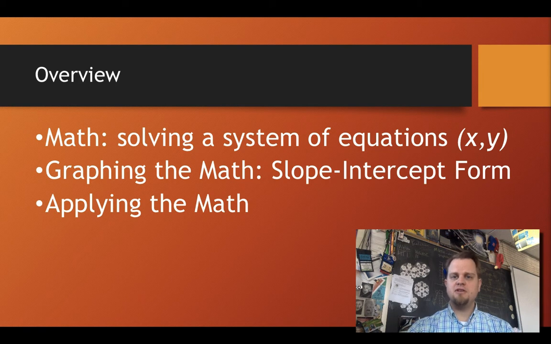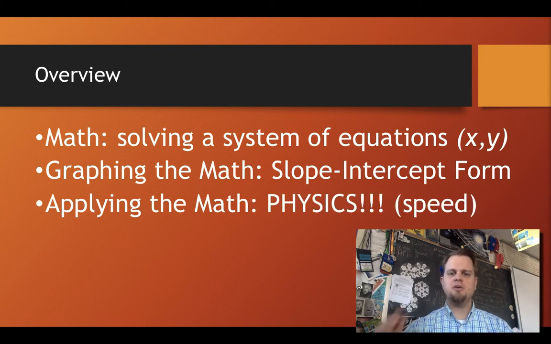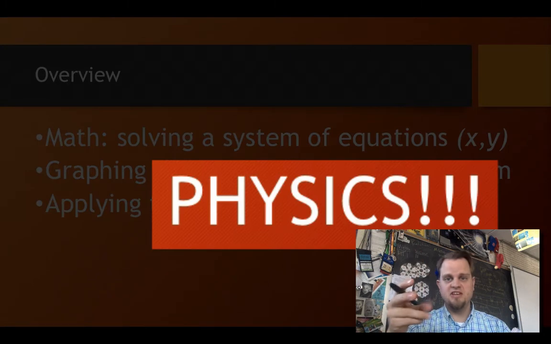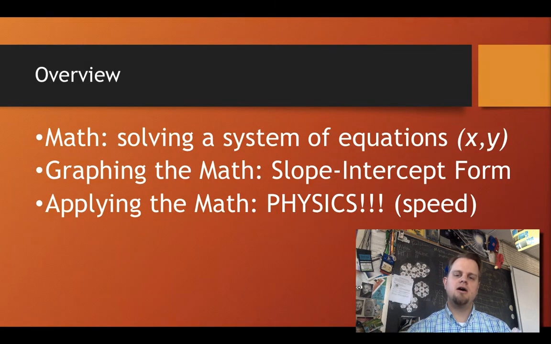Now, if you graph it using the slope-intercept form of these types of equations, you actually get a little bit of context. You get a little graphical representation. But it's not until you actually apply the math and do physics, applied math, and it works with speed, that's when you finally actually get a better idea of what's going on. So let's just talk about strictly the math, okay?